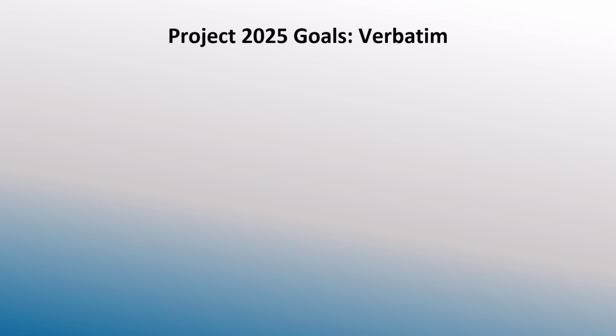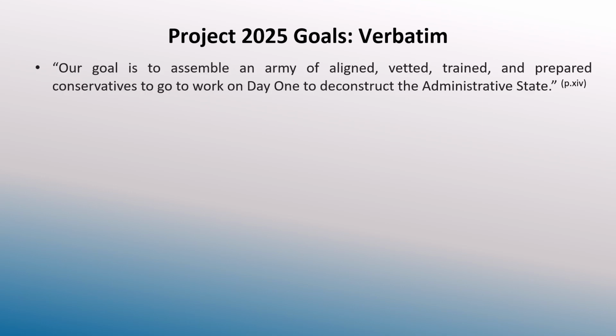These are a few statements from Project 2025, and I think these will give you a sense of what the author's goals are and what is motivating them. "Our goal is to assemble an army of aligned, vetted, trained, and prepared conservatives to go to work on day one to deconstruct the administrative state." The administrative state refers to the departments and agencies within our government. This statement reveals Project 2025's goal to tear apart the government as it is, or rather as it was when the current administration took office. This has been occurring, I guess, starting when the Department of Government Efficiency was put in place.